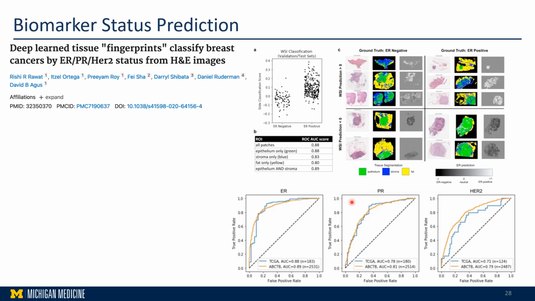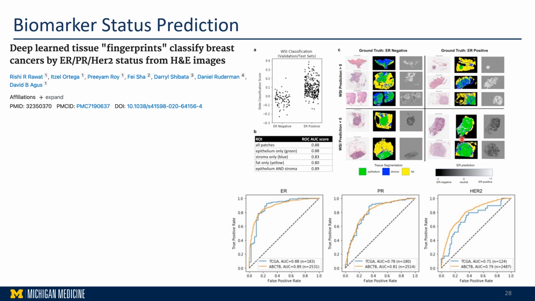This study demonstrates a great example of predicting the status of estrogen, progesterone, and HER2 receptors in breast cancer from the hematoxylin and eosin stain of whole slide images. The researchers introduced tissue fingerprints, a novel approach that leverages a large annotated database to capture meaningful histopathological features without requiring extensive labeling.